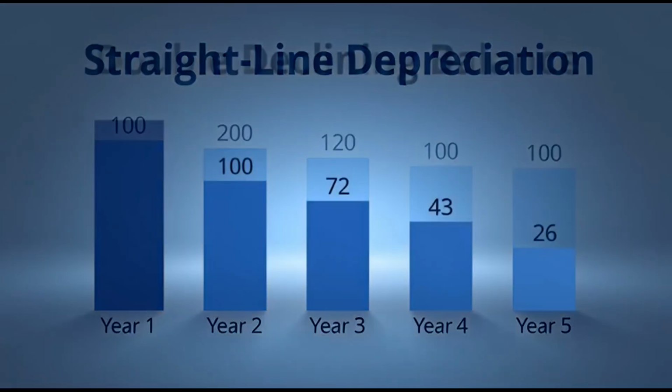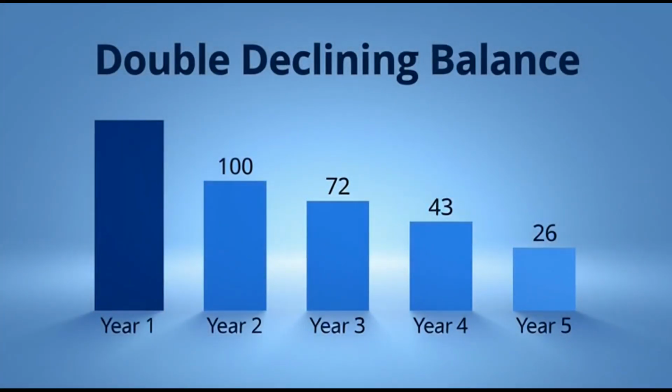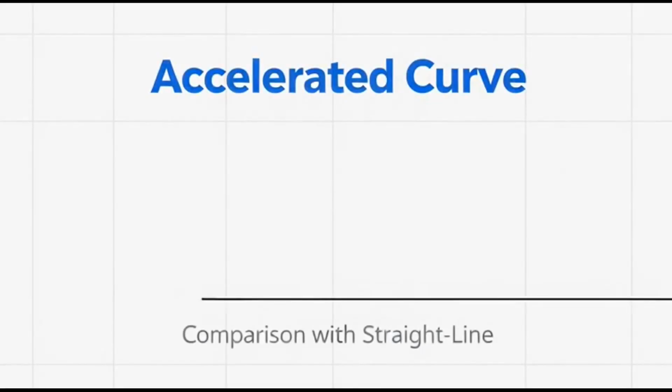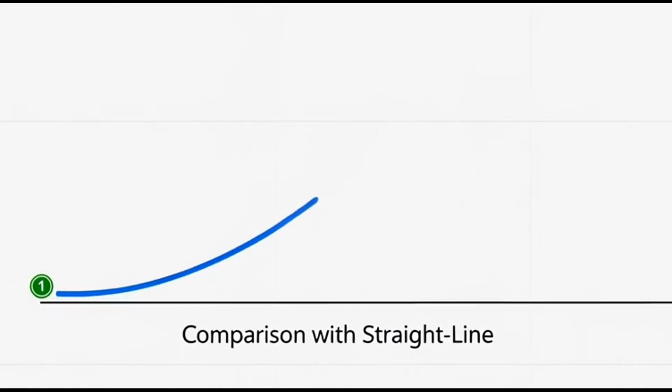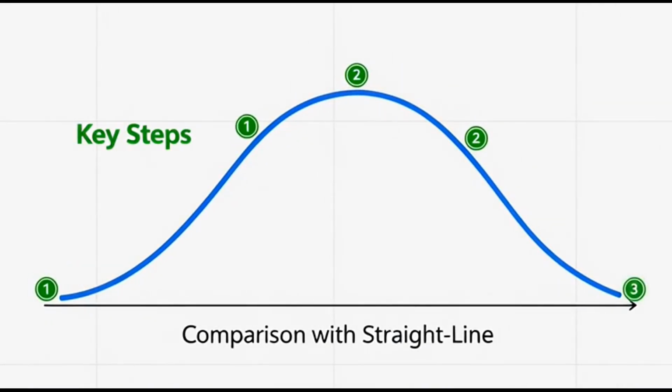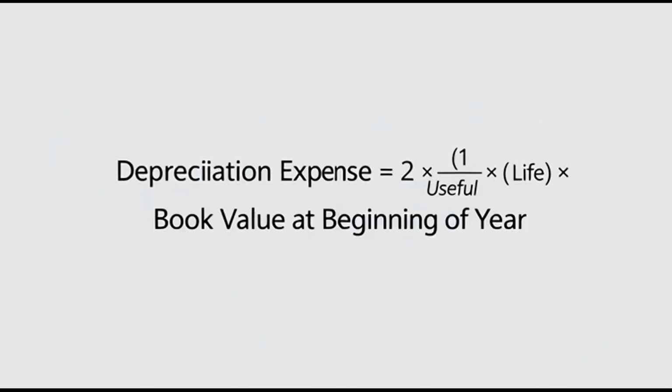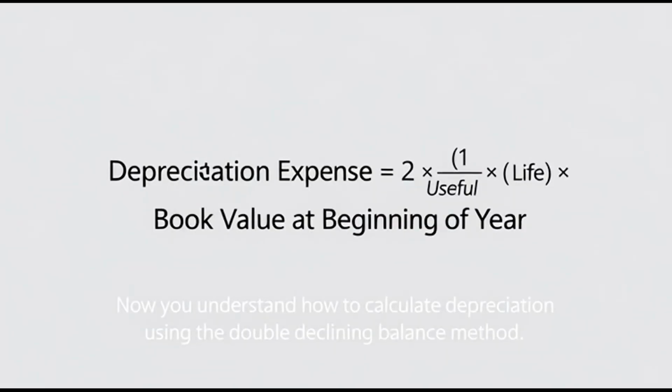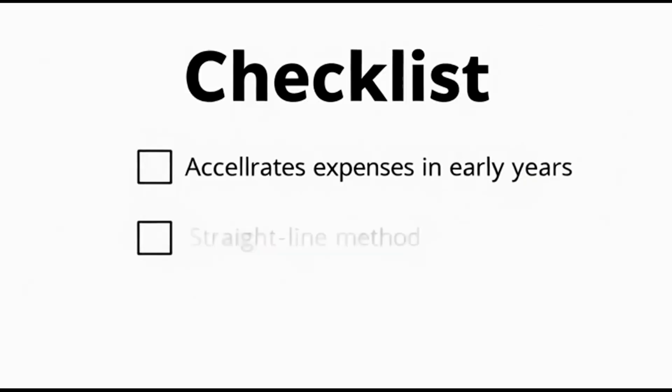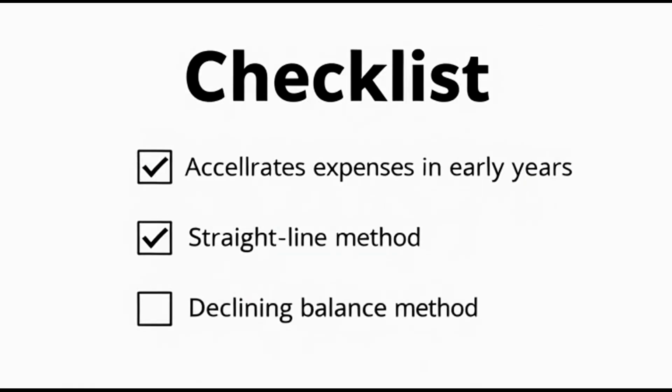And that's the power of double declining balance. The straight line represents a steady but slower approach. The accelerated curve shows how key steps speed up progress. Now you understand how to calculate depreciation using the double declining balance method. Remember, it accelerates expenses in early years.